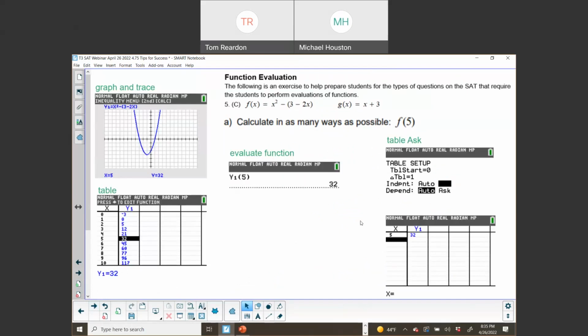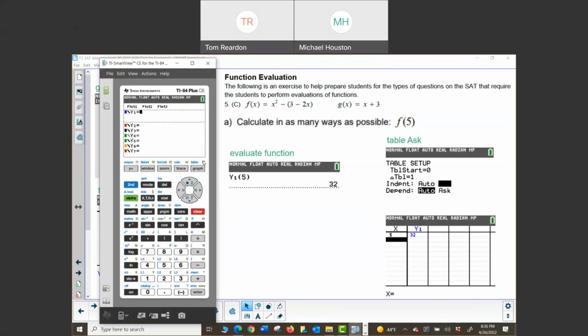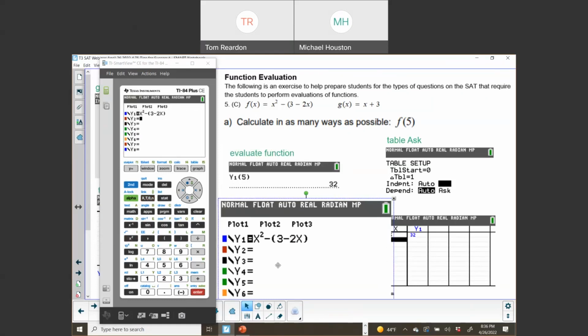Though I guess I haven't shown, did I show table ask? I don't think I did. So let me go back to that one, for those who've not, because I really like the table ask method. So in Y1, I'm going to go ahead and type in x squared minus the quantity of 3 minus 2x. So there's my f function putting into Y1. Make sure I type that correctly, okay?